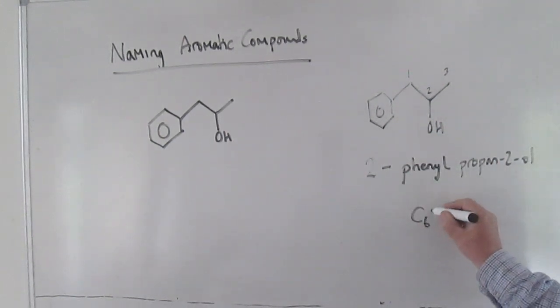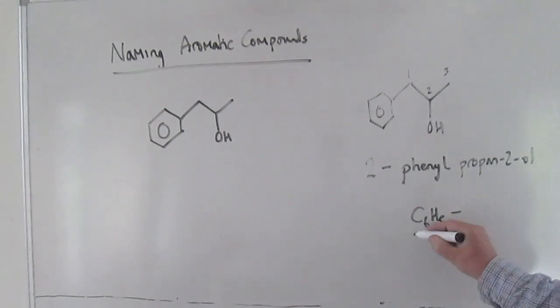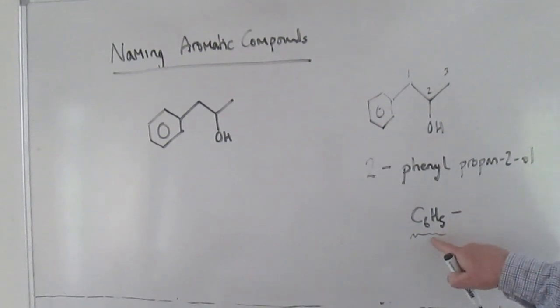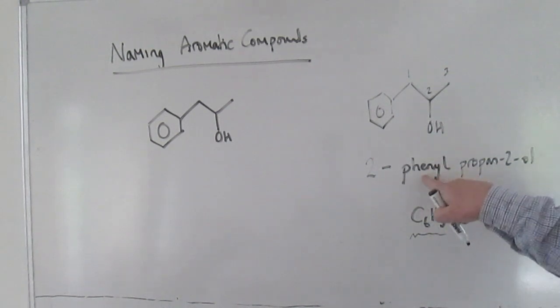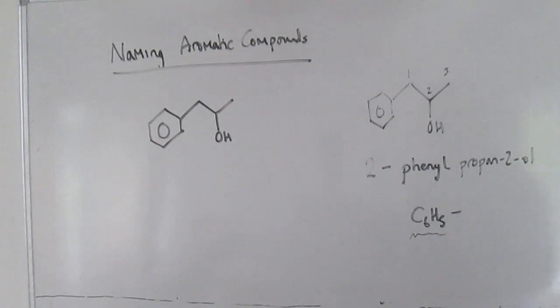So C6H5 is the molecular formula for a phenyl group. And you see that a lot in shorthand formulae, so it's worth getting used to. When you see C6H5, just think, oh yeah, that's a phenyl group, which is just a benzene ring attached to something else.